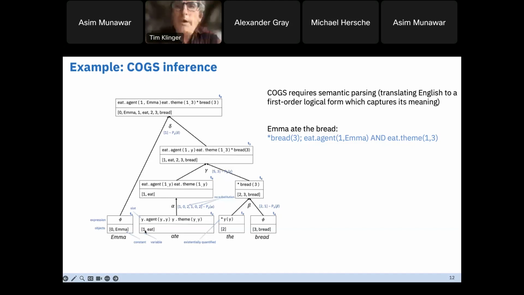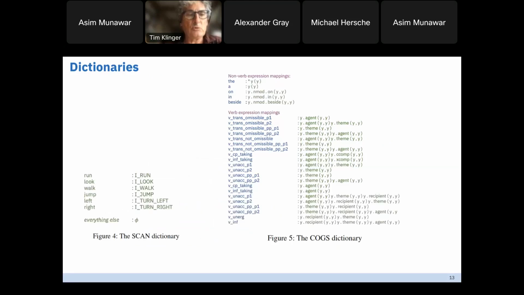Okay, so I mentioned the dictionaries. Where do those come from? So the SCAN dictionary is just as I mentioned before. This is a very simple mapping from the lowercase run to the uppercase run. The actual data set requires this I underbar here. So you can see the mapping is quite simple, and we are able to learn this jointly with the grammar.